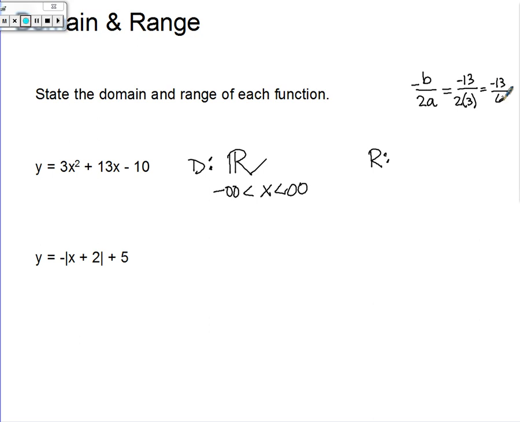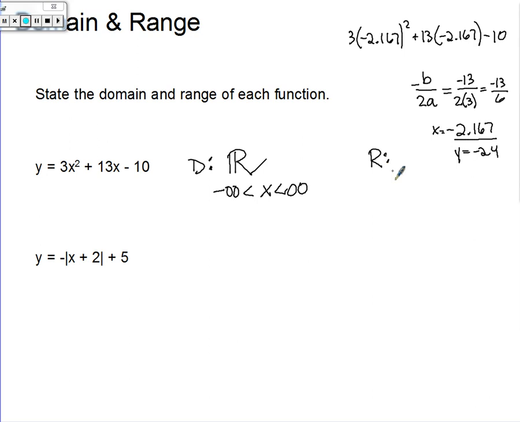All right, and if I do that, I get a messy fraction. Okay, I get negative 2.167. So that's my x value. I got to plug this answer into the equation to get my y value. So I'll do 3 times negative 2.167 squared plus 13 times negative 2.167 minus 10, and I get negative 24. So y is negative 24.